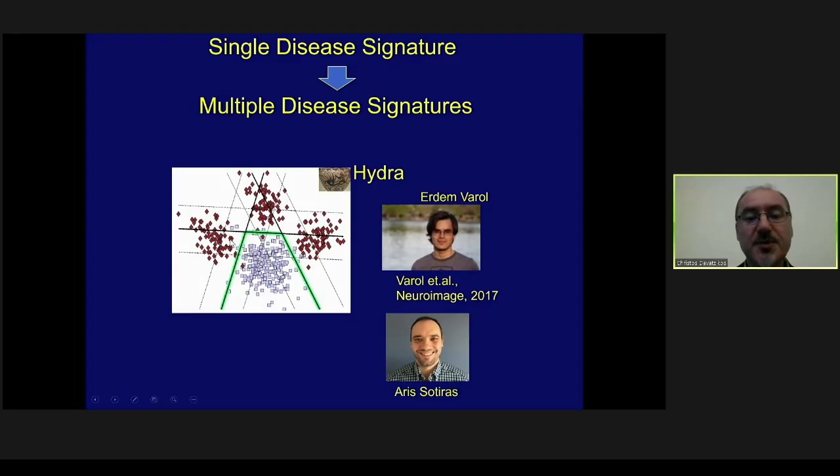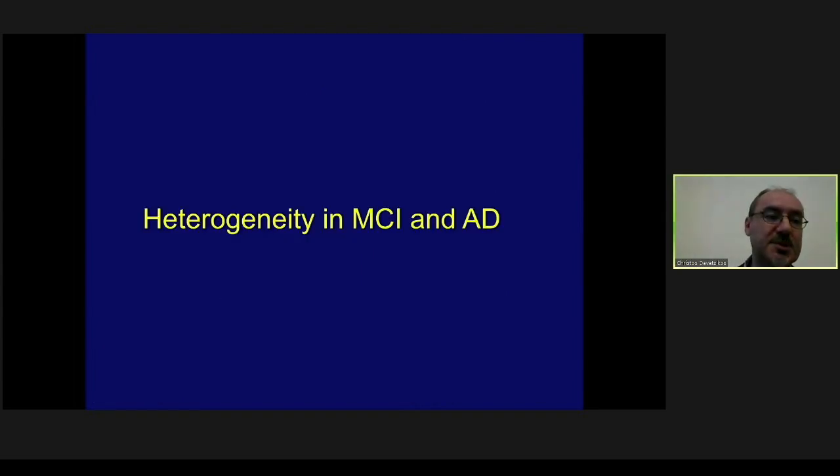So we developed this method that, instead of looking at a single imaging signature of disease, recognizes that there might be subtypes of disease. We find convex polygons, which basically are multiple imaging signatures that potentially capture multiple disease subtypes. So we've applied it now to a few studies.